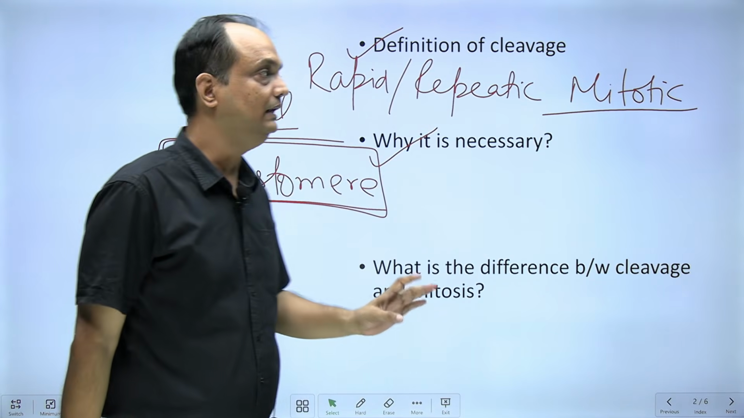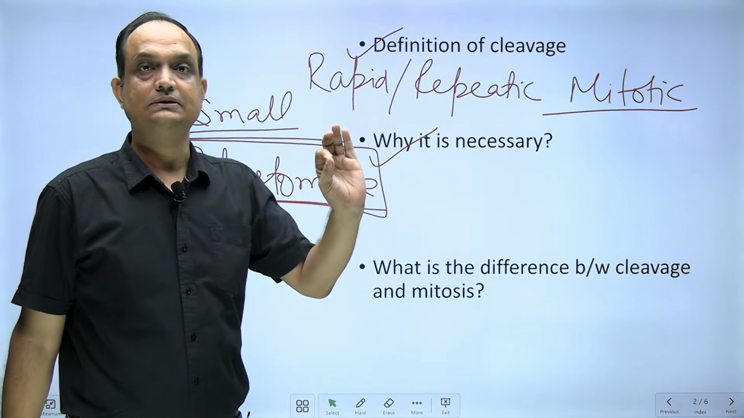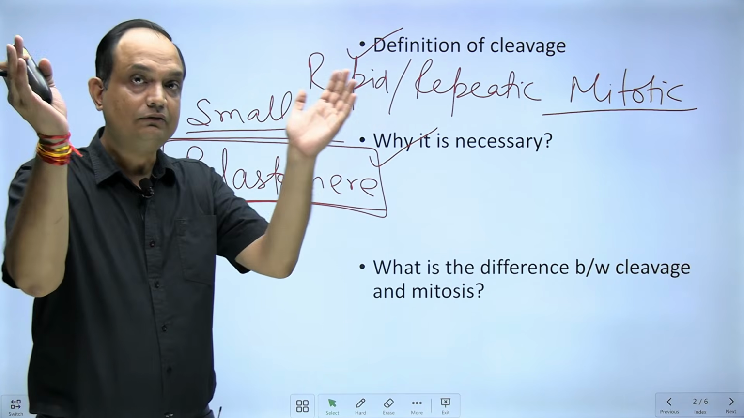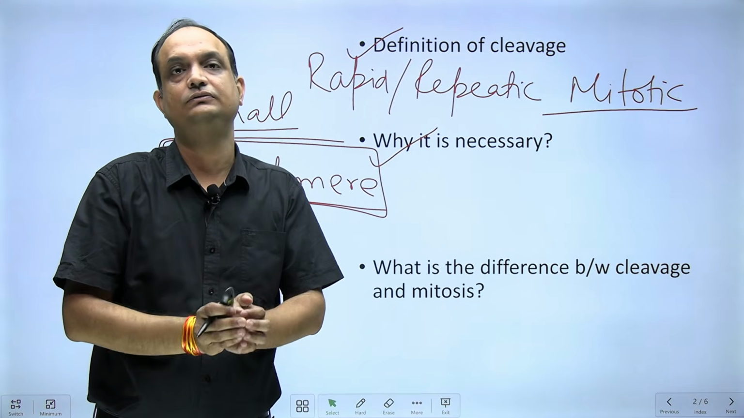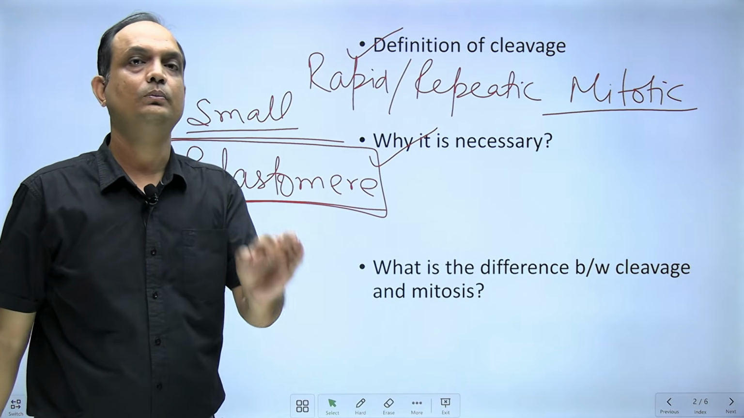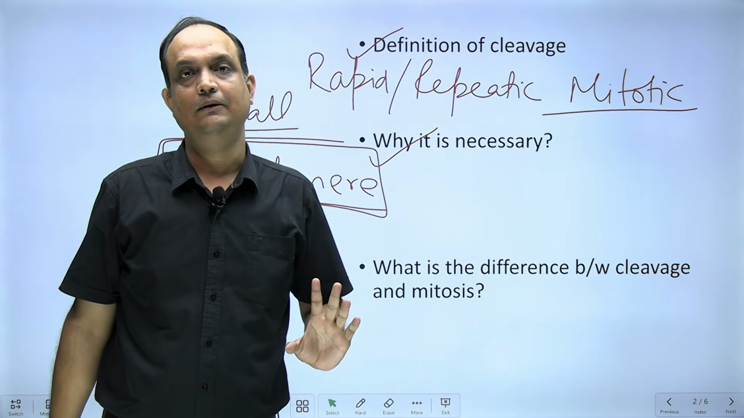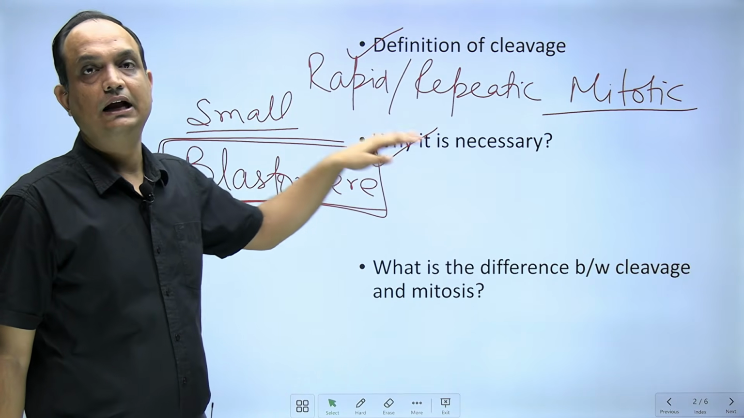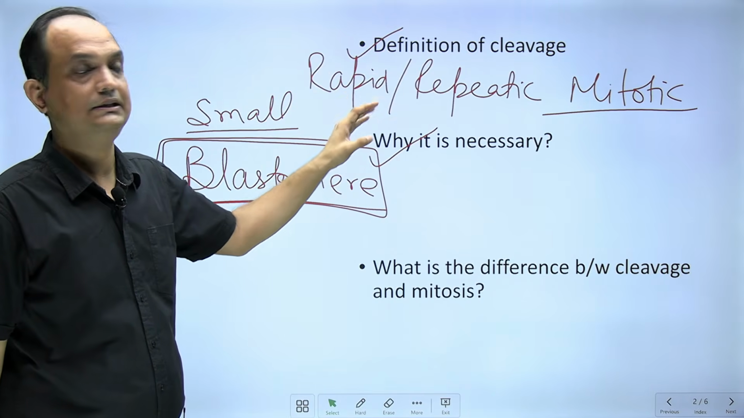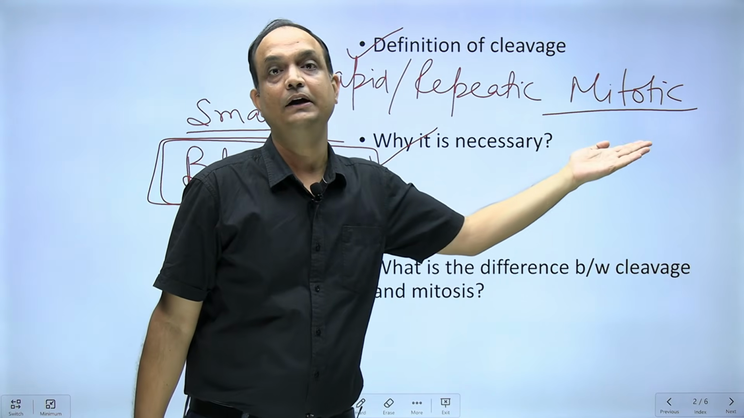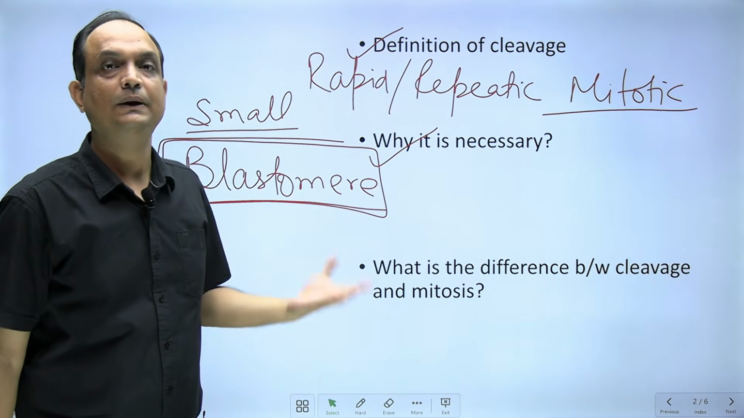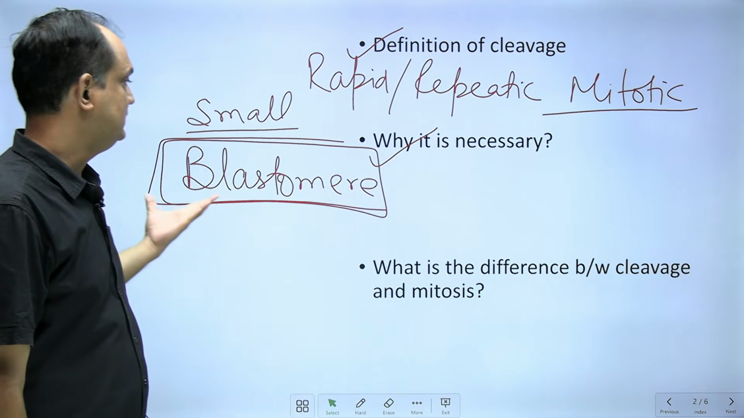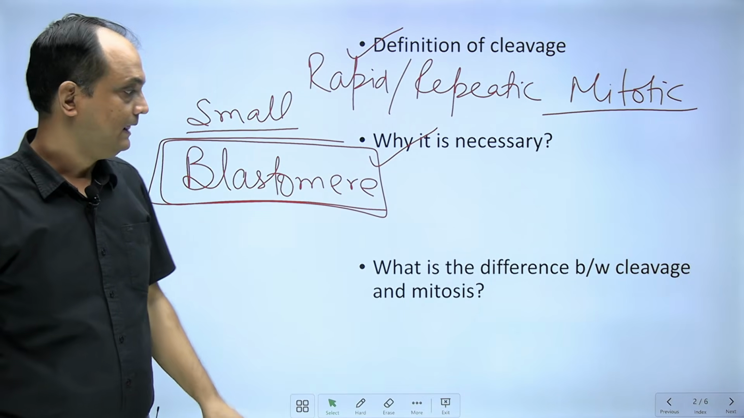So I hope it is clear that as soon as fertilization occurs, we have to decrease the size of the cells to a normal somatic human cell, and that's why there is a necessity of the cleavage. And that's why the cleavage is defined as repeated rapid mitotic activities taking place in the developing zygote to decrease the cell size, and those cells are known as blastomeres.